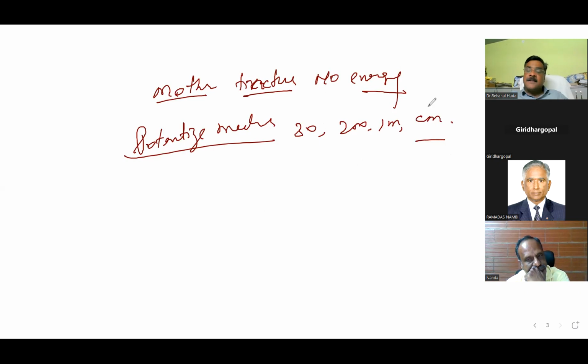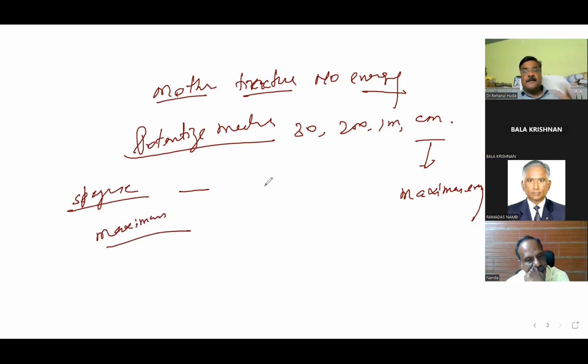Okay. So in homeopathy, their 1M and CM has maximum energy, and their base medicine has minimum energy. And in our spagyric medicine, spagyric has maximum energy, and further dilution has minimum energy.